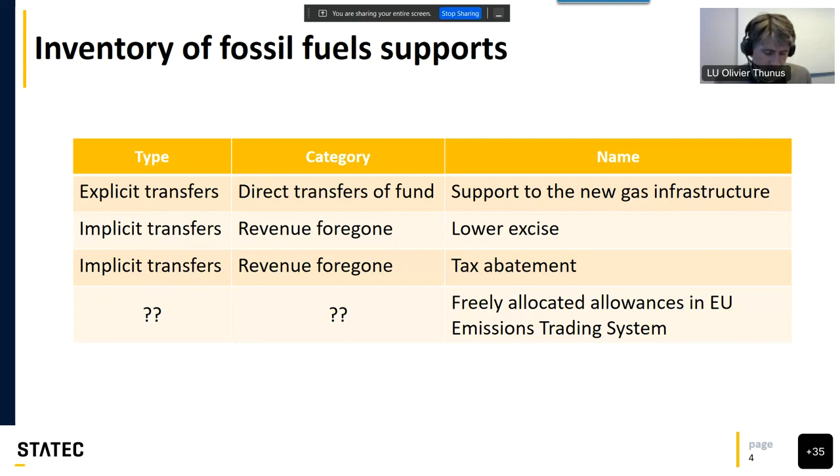estimation of fossil support. And the last type of support that we found is the freely allocated allowances, because Luxembourg, of course, participates in the ETS system, and as many other countries, we allocate some free permits to some companies, and then we can consider that this is fossil fuel support. Here, the question is in which type of transfer, probably implicit transfer, but in which category, it's not clear for us. We imagined that it would be more in revenue foregone, but we learned that the experience from other countries is to consider this as a direct transfer. So we still need to discuss at an international level to be sure to have the same classification for this revenue.